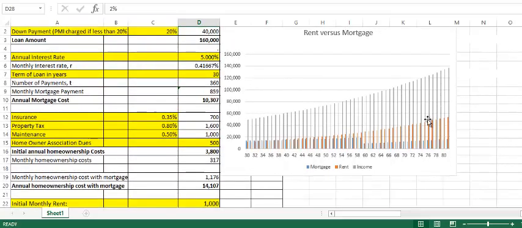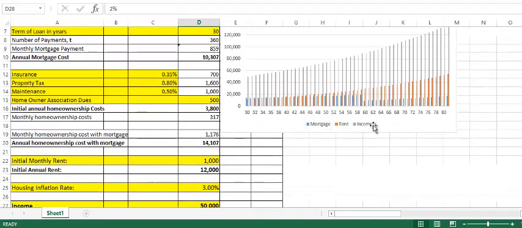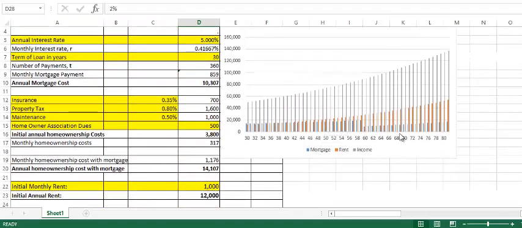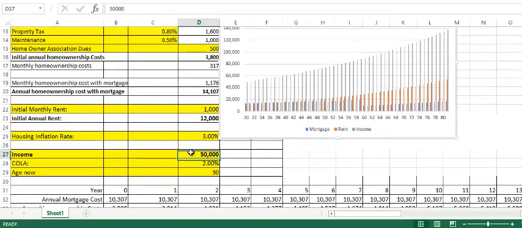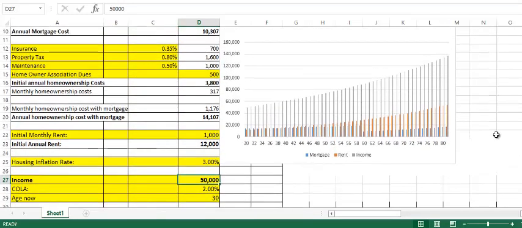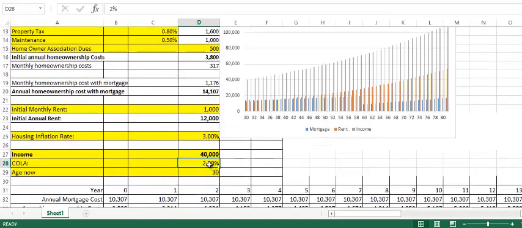But in any case, it just shows you the chunk of your income that is going on housing. And again, the blue is the mortgage, the orange is the rent, and then we can play with these numbers for different scenarios. So we'll just move this down a little bit so we can play with the income part. So what happens if you start out with an income of 40,000 and it increases at 2% a year? Then things look like this. And eventually you really appreciate owning that house, probably in this situation anyway.